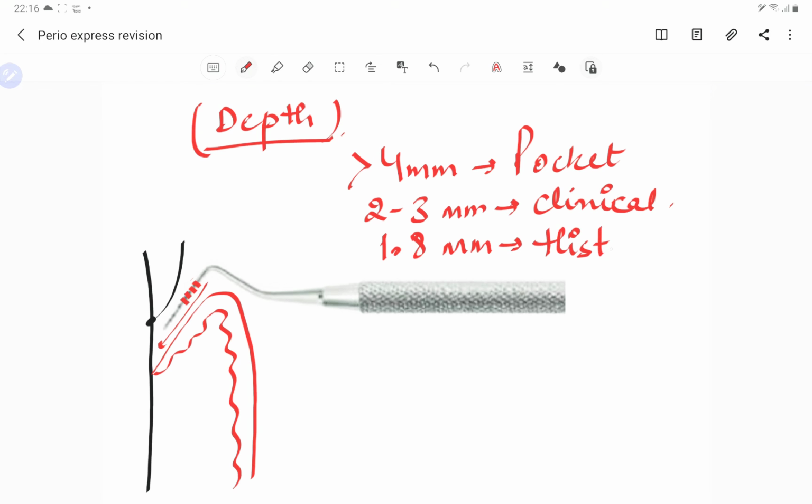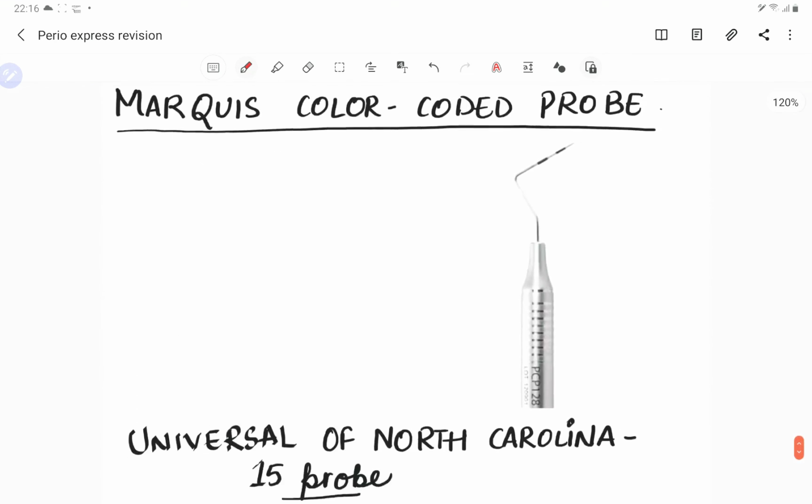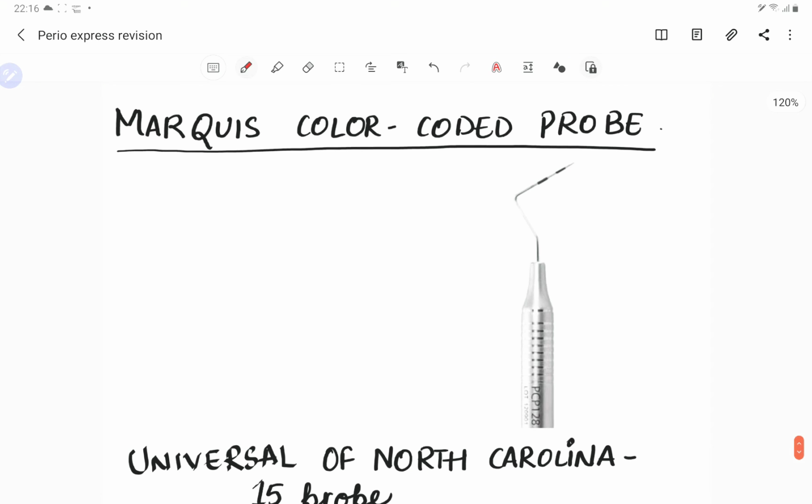So if we cut the tooth and take the histological cross section, then we will find that there is a 1.8 millimeter depth of the gingival sulcus. So this we have covered. Now we know how to measure a pocket. Now that we know this depth is more than 4 millimeters, we have markings on the probe. Based on these markings guys, there are different kinds of probes available in the market.